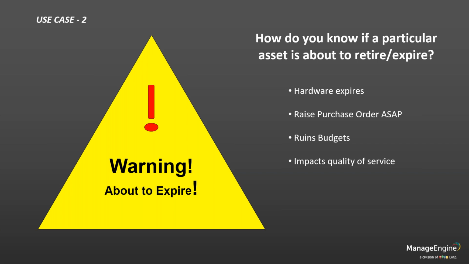Similar thing about hardware warranty management. How do you know if a particular hardware is about to expire or retire? In many organizations, hardware lifecycle stage is not tracked proactively, and thus the expired state of the asset gets discovered either after the hardware has expired or just a few days before the expiry date. This creates a massive issue in budgeting because of the very small lead time, and you have to raise a purchase order as early as possible.